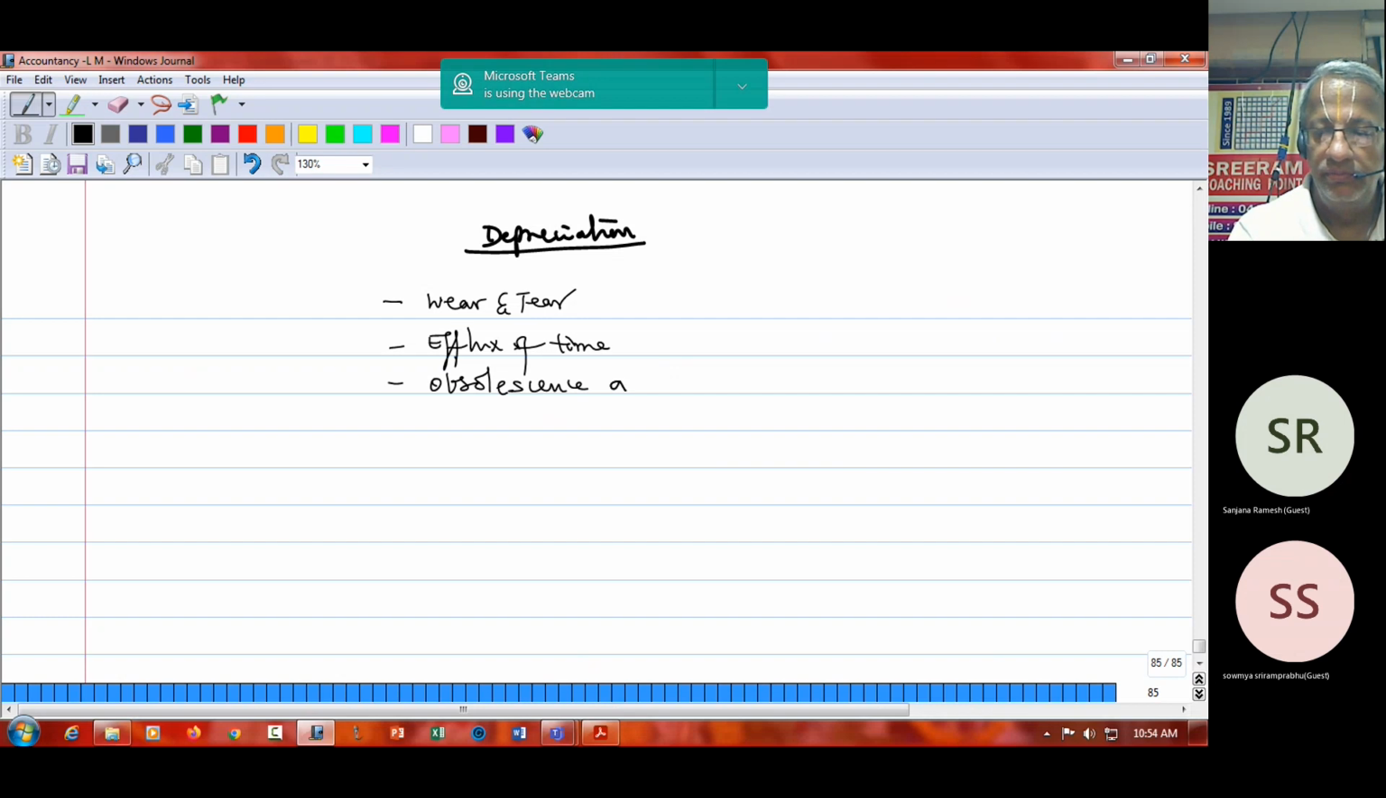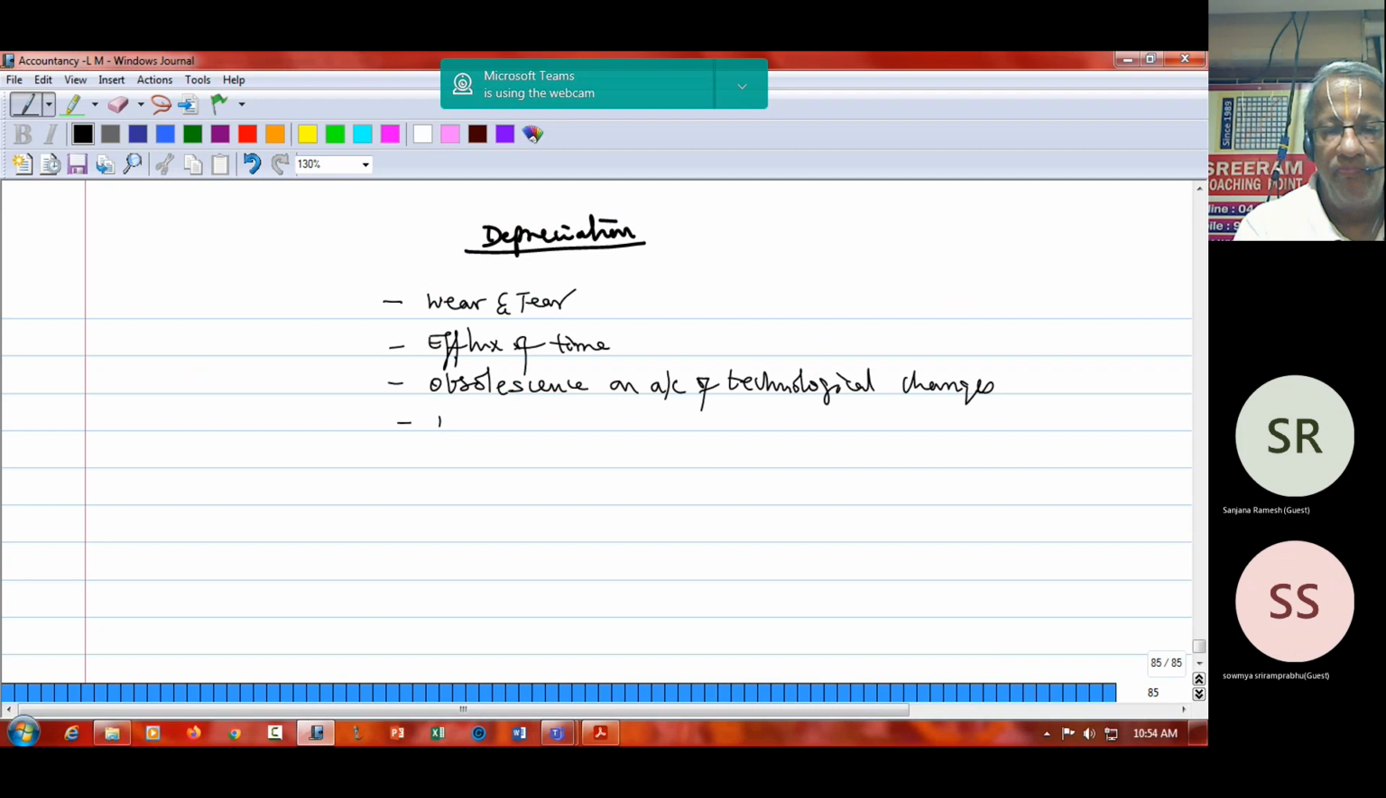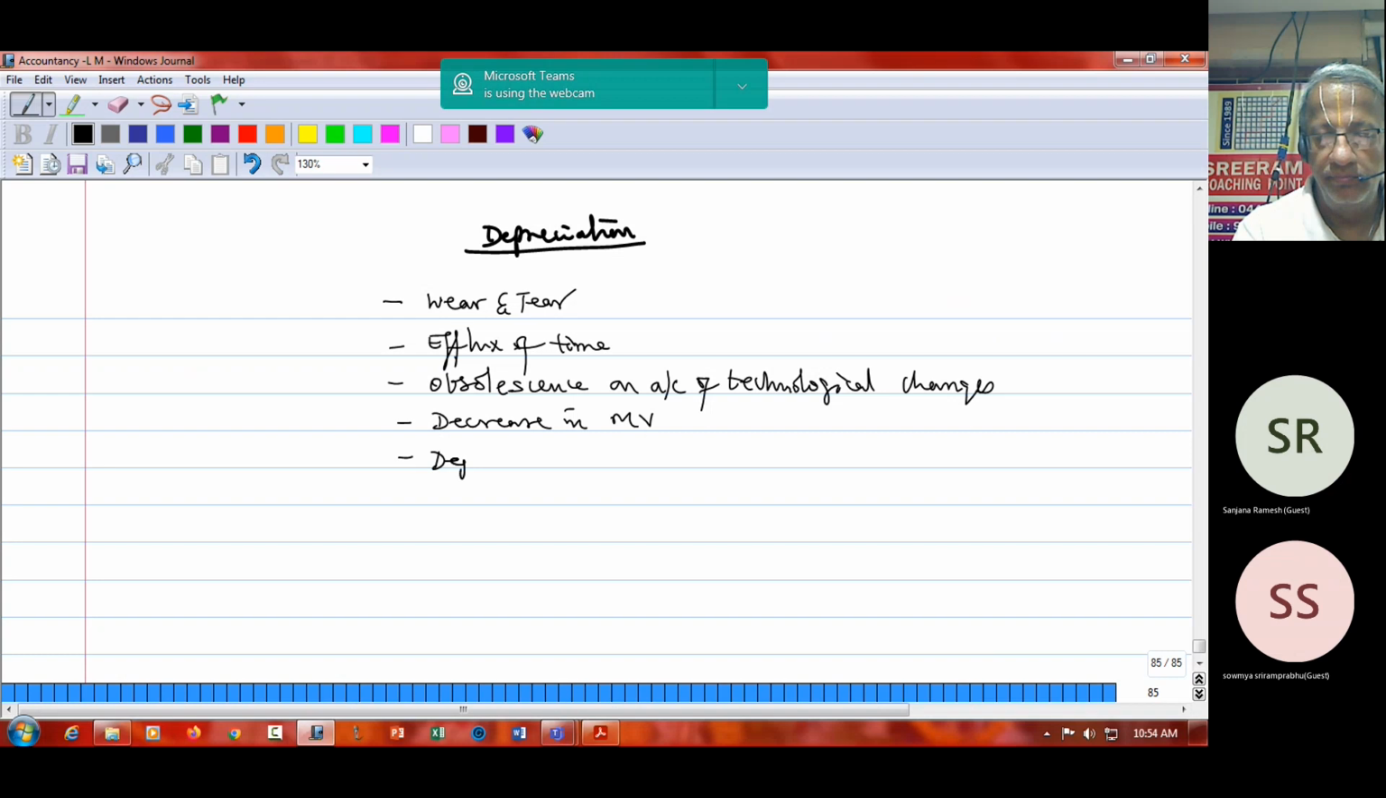Obsolescence on account of technological changes. Then a decrease in market value. Why should there be a decrease in market value? Maybe changes in the market. So maybe changes in the market.